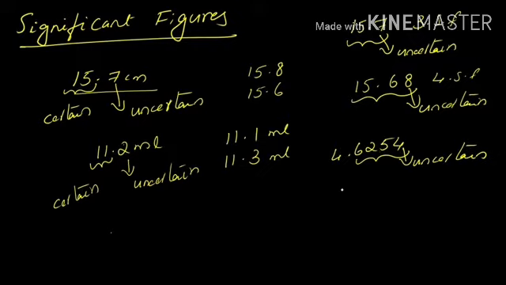Now we can look at another example. 4.7 or 4.6. In these cases, the last digit in the first case is 0.7 and in the second case it is 0.6. So the last digit is the uncertain value. If it is measured by someone else, they will get a value like 4.7. Instead of 4.7, they can get 4.6 or they can even get 4.8. Like that, they will get different values.